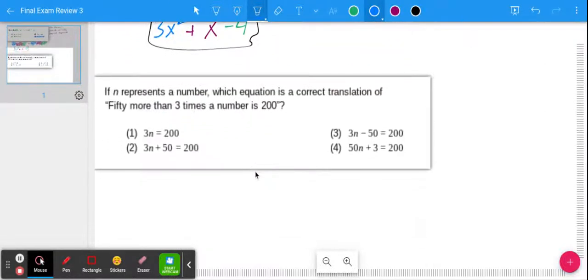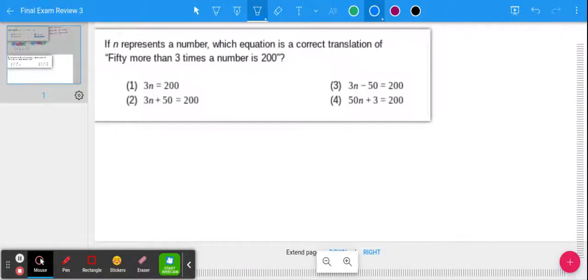Now let's take a look at the second problem. So this is a word problem that we're translating into math terms. So math is like its own language. There are certain words that translate to certain symbols. So let's take a look at what we have. I'm going to highlight some keywords here.